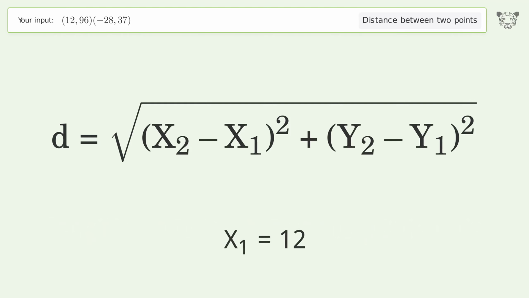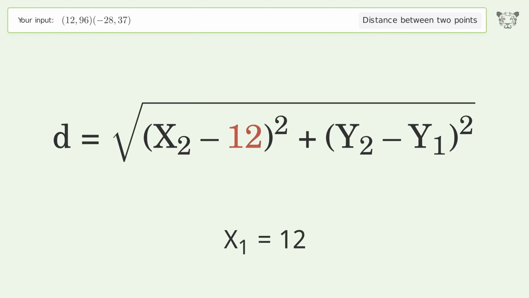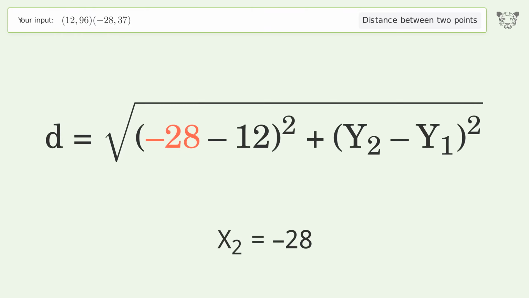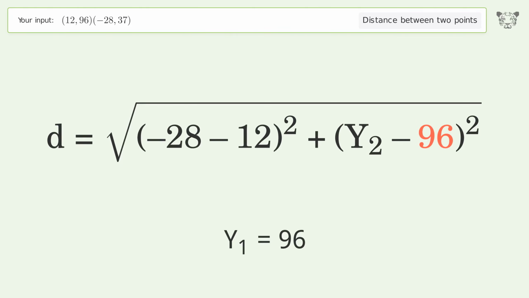x1 equals 12. x2 equals negative 28. y1 equals 96. y2 equals 37.